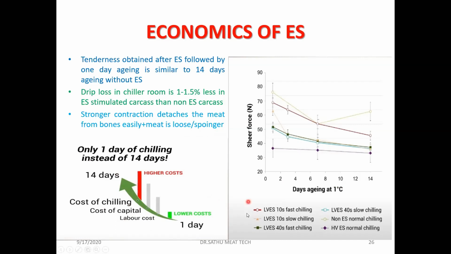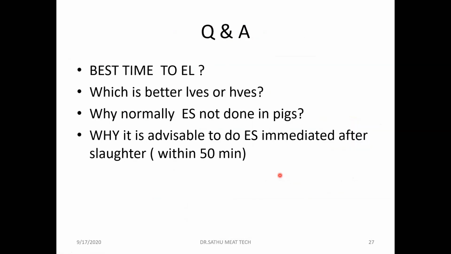So this is the study. We can see this. If you want, you can just observe this one. Different parameters, different low voltage electrical stimulation with fast chilling. They studied with different conditions, and they found that the aging that we attain in 14 days can be attained in 1 or 2 days. That is the main advantage. It is a boon for the meat industries because it reduces the cost, but at the same time it increases the consumer sensory qualities.